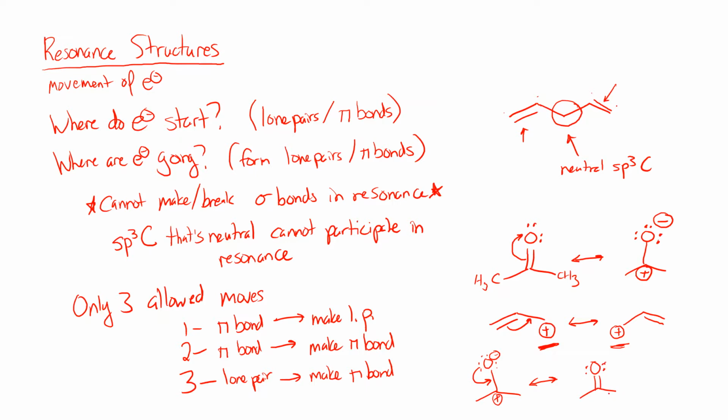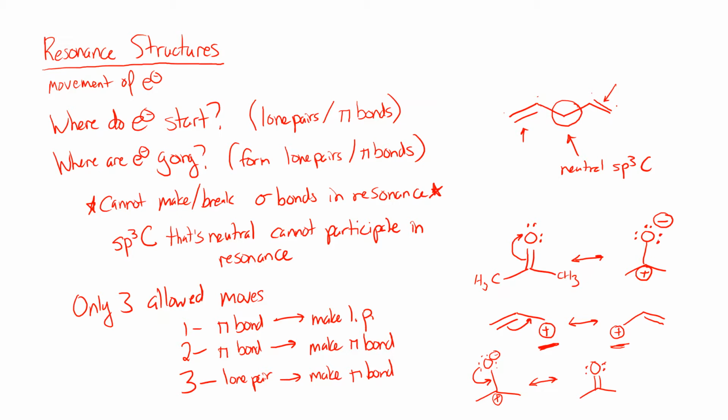So these are the allowed moves of resonance. Take a pi bond, make a lone pair, take a pi bond and make a different pi bond, or take a lone pair and make a pi bond. If we know these rules, if we follow these rules, we're a long way towards making good resonance structures.